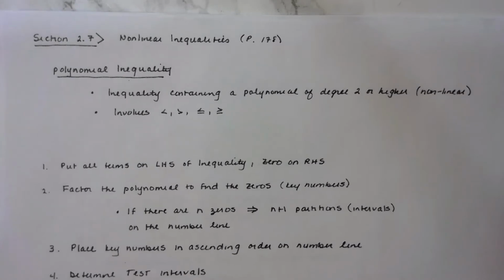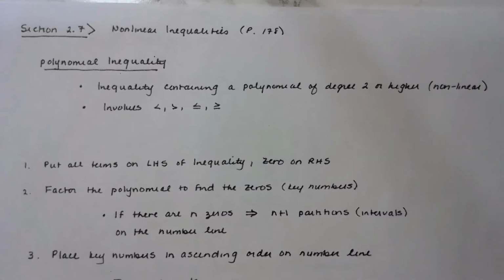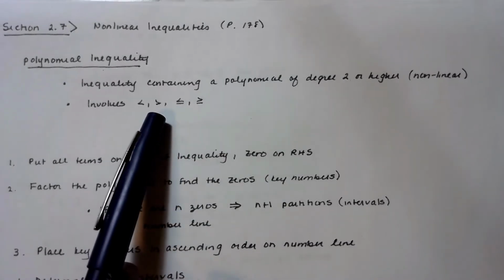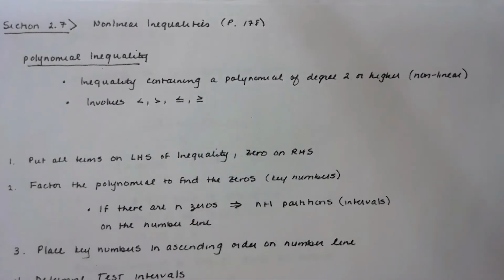Okay, so a polynomial inequality is just an inequality that contains a polynomial of degree 2 or higher. It has to be degree 2 or higher because if it's degree 1, that's a linear function. So it has to be degree 2 or higher. And it's an inequality because instead of having an equal sign, it's going to contain a less than, greater than, less than or equal to, or greater than or equal to symbol in it.